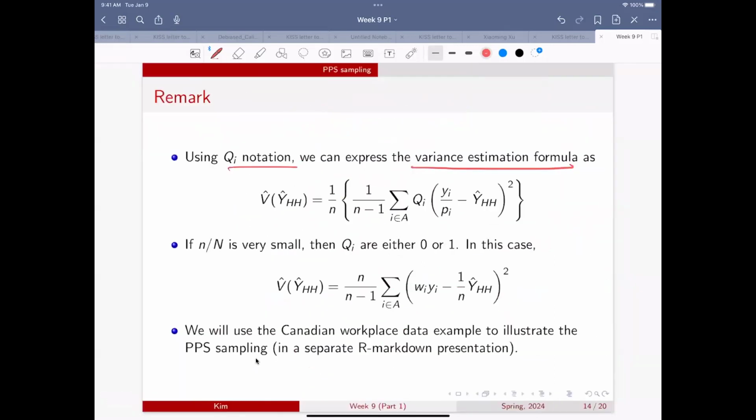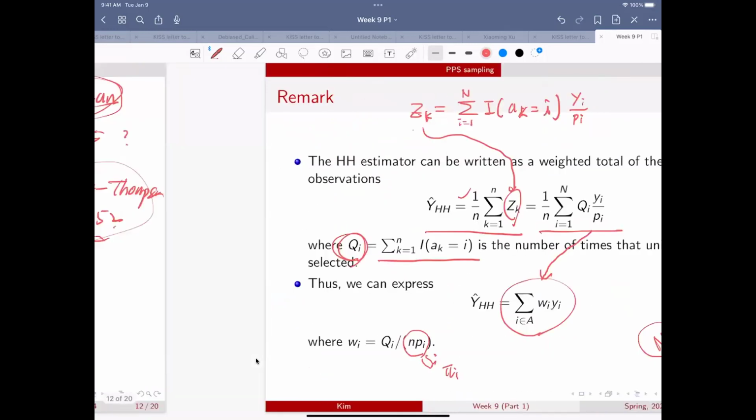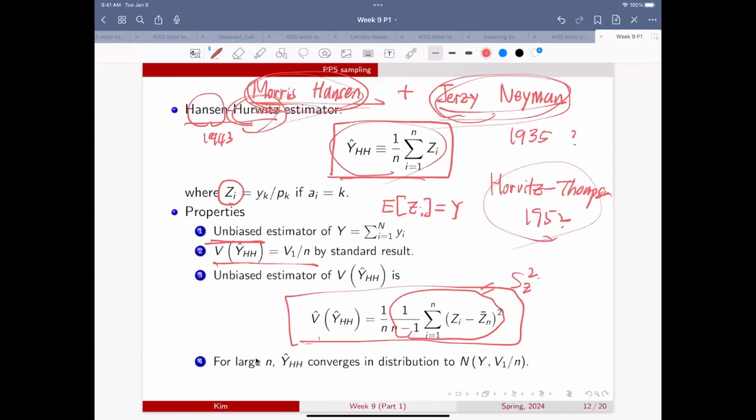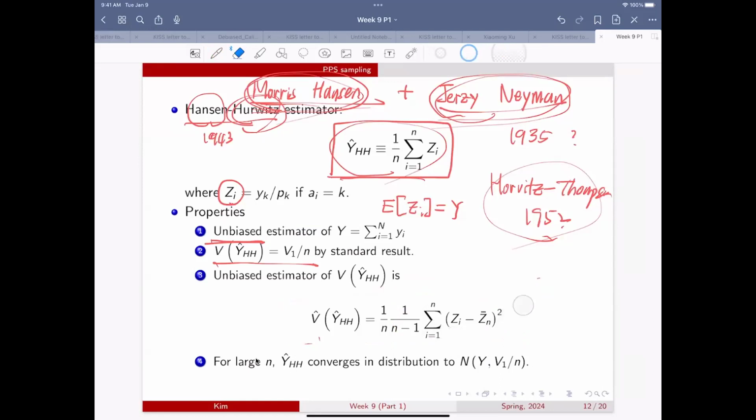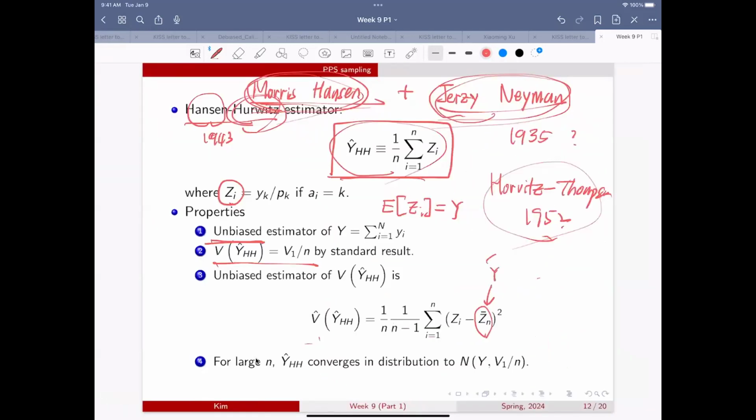Turns out that it is indeed this way. Why? Let's investigate this further. Okay, so how to write it? So this guy is what? This guy is equal to y hat Hansen-Hurwitz.